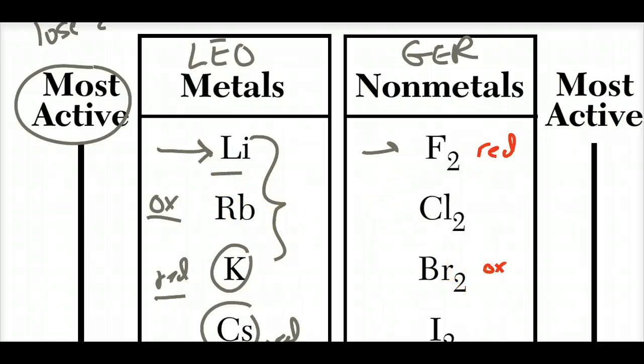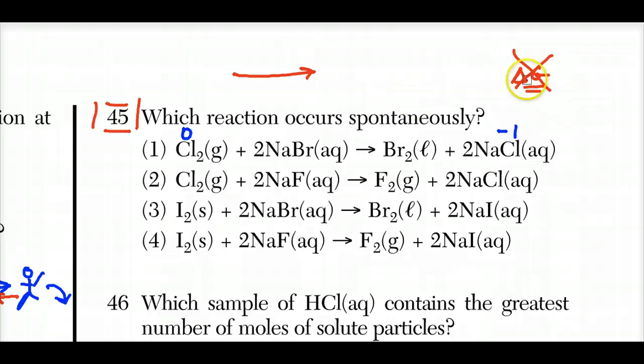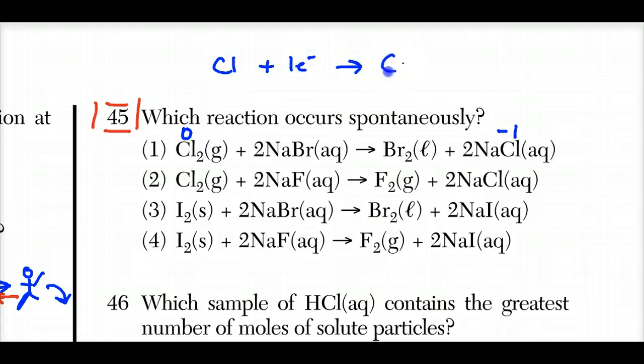So let's go back to the question. You can see that I have a bunch of metals and nonmetals here. Which reaction occurs spontaneously? Let's look at some charges to see what's going on. We know chlorine is a 0 and it's becoming a -1. If chlorine is becoming a -1, its charge is going down because chlorine gained an electron to become Cl negative. This is reduction. Now, who's getting oxidized? If something is getting reduced and gaining electrons, something's losing them.